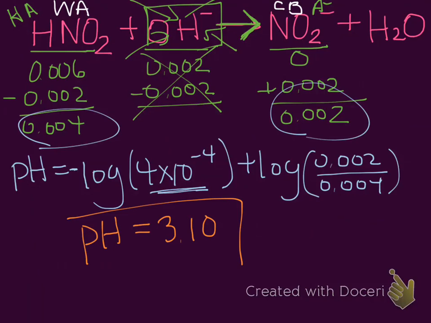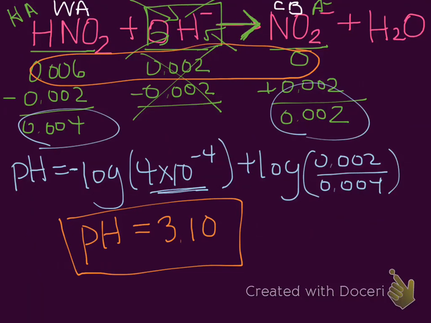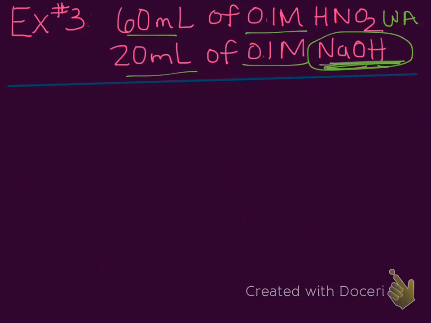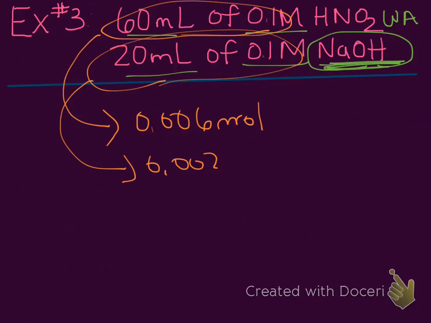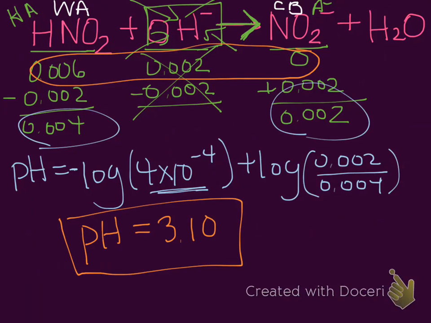And if you're a little bit confused, if you kind of lost me at this step, the values that I'm getting here were just these converted into moles. So this times this equals 0.006 moles, and this would be 0.002 moles. And I had just plugged those in here.